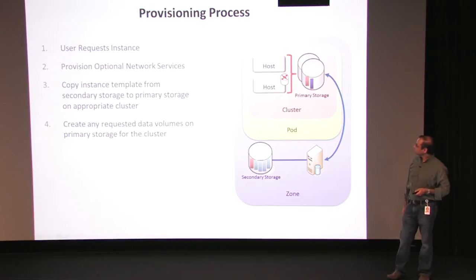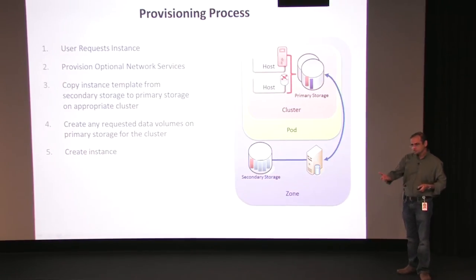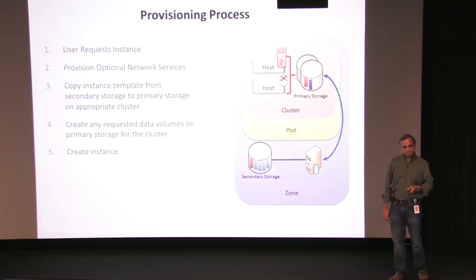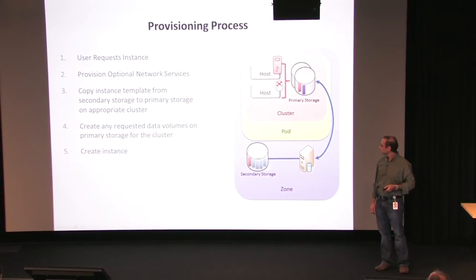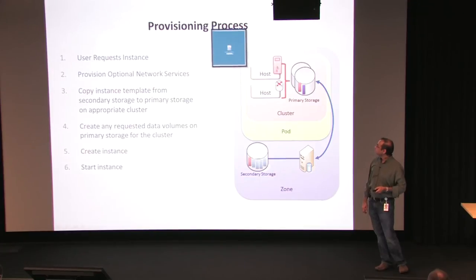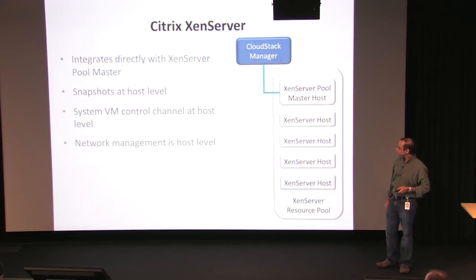Create the data volume on the primary storage. And creating the data volume on the primary storage is usually a clone operation, right? So you can do fast cloning or thin provisioning. Create the instance on the host, plug the volume into the VM, and then start the instance.